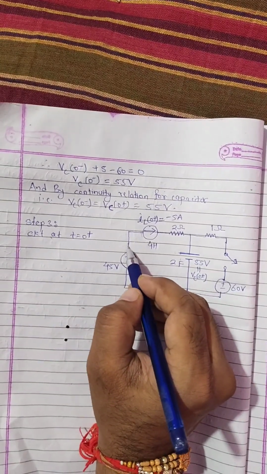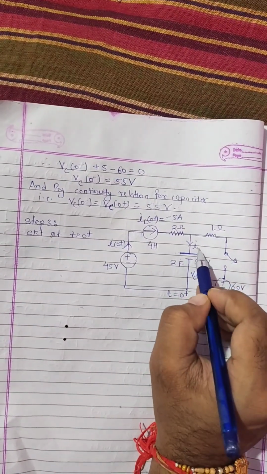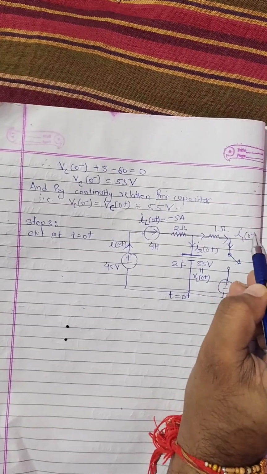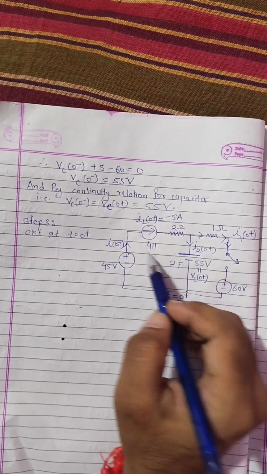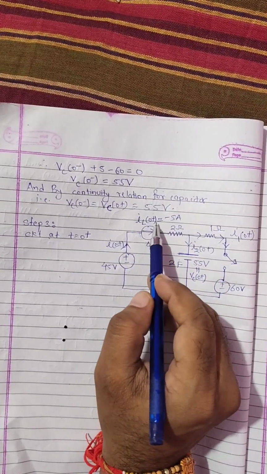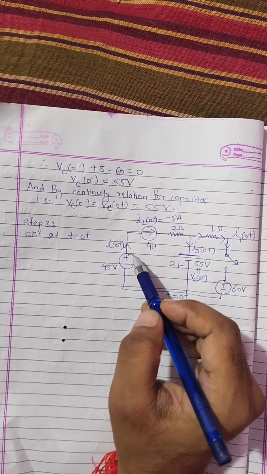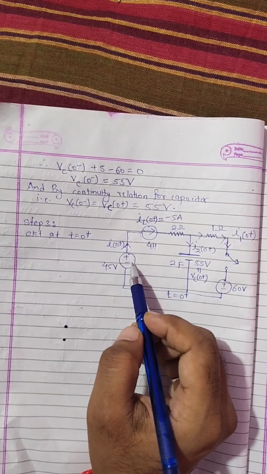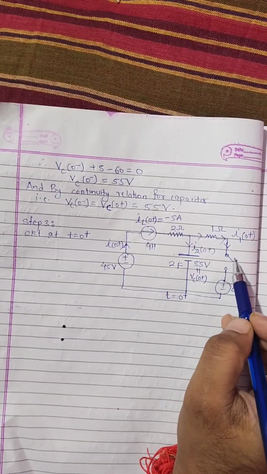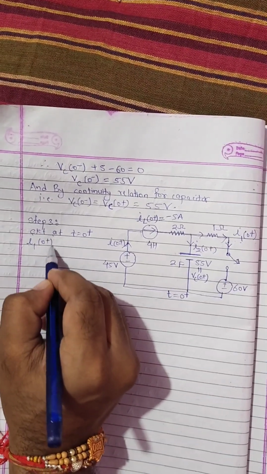Now let us assume the current in this branch is I0 plus, the current in this branch is I20 plus, and the current in this branch is I10 plus. First of all we will calculate the branch currents, and then we will calculate the current through the inductor, that is IL0 plus, and the voltage across the capacitor, that is VC0 plus. So first we will calculate I10 plus. Since this is an open circuit, we can say that I10 plus is 0 ampere.